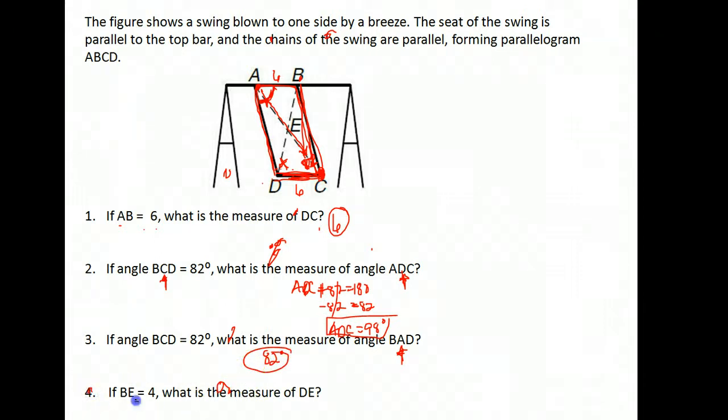And finally, if BE is 4, what's the measure of DE? Well, where are BE and DE? Here's BE, the line from B to E is 4. We want to know how long is DE from D to E. Well, in a parallelogram, diagonals bisect each other, or cut each other in half. So this diagonal from B to D we know is cut in half right here. So if this half is 4, the other half would also have to be 4.